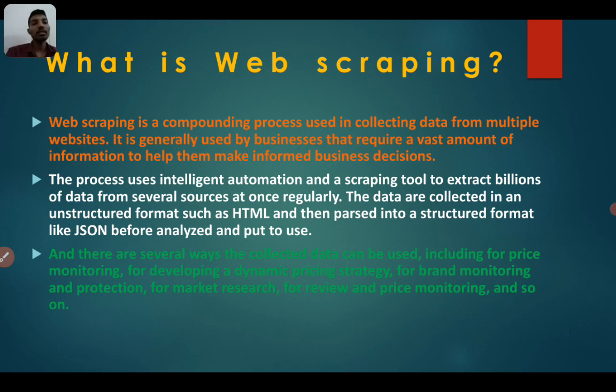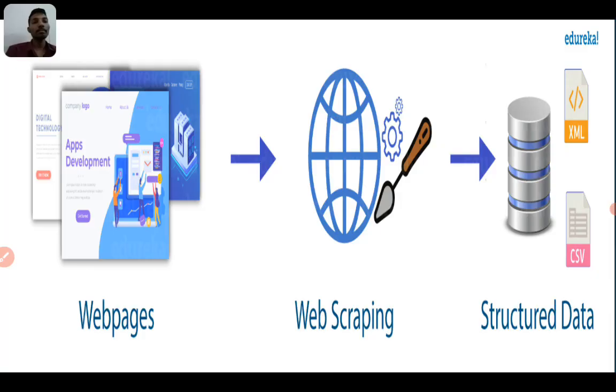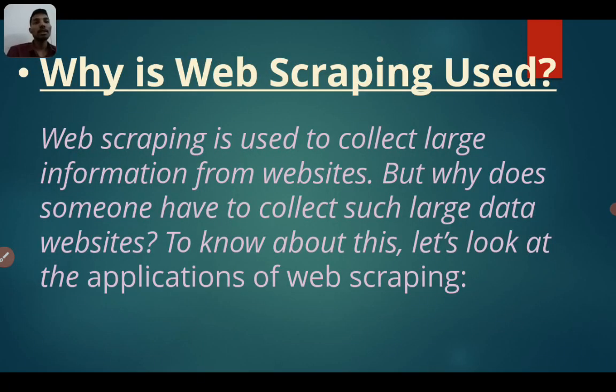There are several ways the collected data can be used, including price monitoring, development of dynamic pricing strategy, brand monitoring, market research, and review and price monitoring, and so on. Web pages are converted by web scraping into structured data. Why is web scraping used? Web scraping is used to collect large information from websites. But why does someone have to collect such large data from websites? To know about this, let's look at the applications of web scraping.